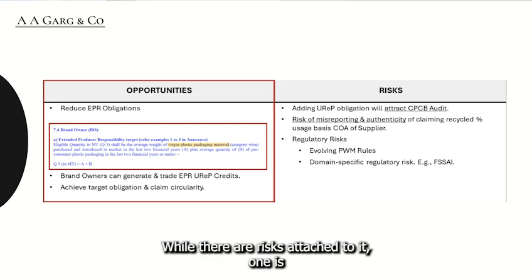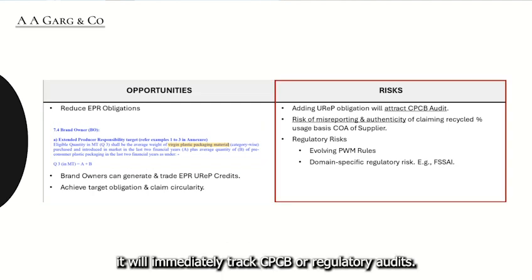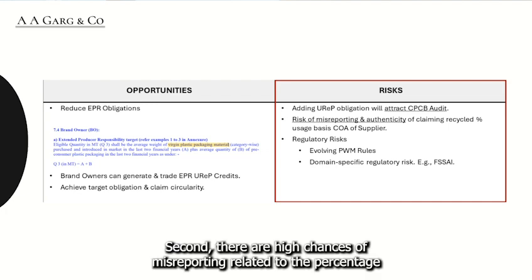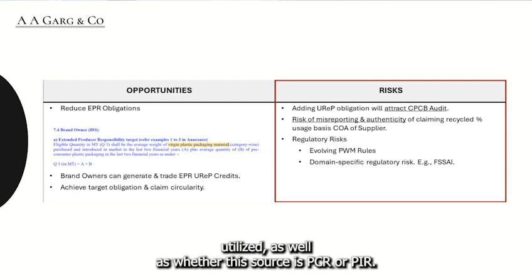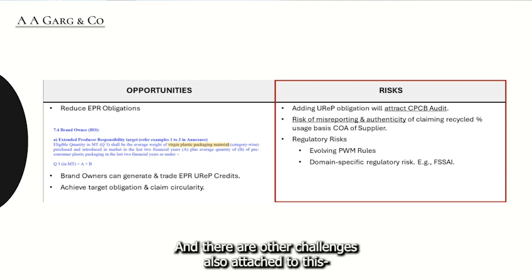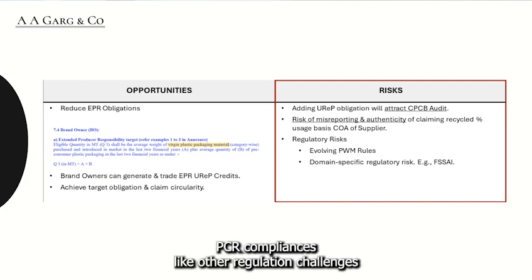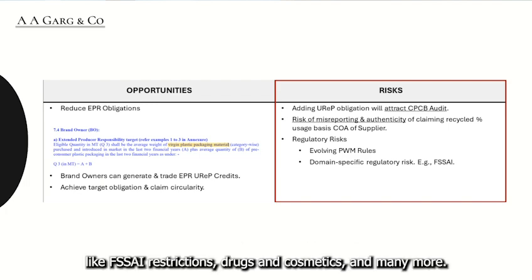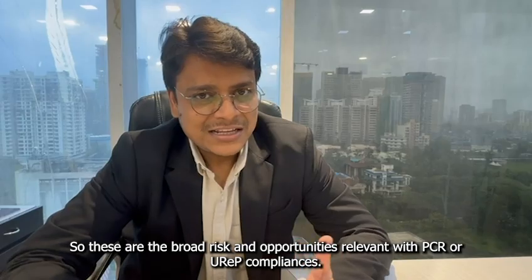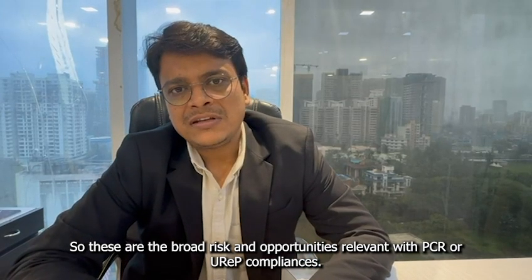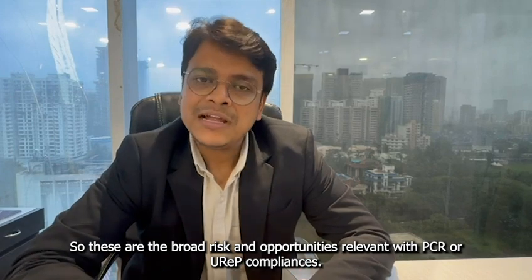While there are risks attached to it, one is that it will immediately attract CPCB or regulatory audits. Second, there are high chances of misreporting related to the percentage utilized, as well as whether the source is PCR or PIR. There are other challenges attached to PCR compliances, like other regulatory challenges such as FSSAI restrictions, drugs and cosmetics, and many more. So these are the broad risks and opportunities relevant to the PCR or UReP compliances.